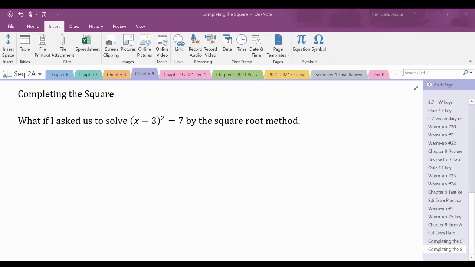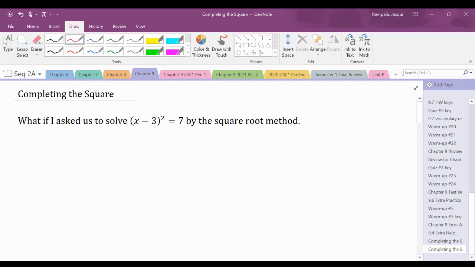So what if I ask the question, what if we wanted to solve (x minus 3) quantity squared equals 7 by the square root method? Remember, the square root method means that I want to get that square completely by itself, so then I can take the square root. Notice that we haven't seen anything like this before, but I've got parentheses where x minus 3 is inside of it, and then it's being raised to the second power. Because all of the numbers on the left side are inside the parentheses, that means that I have that squared term isolated by itself.